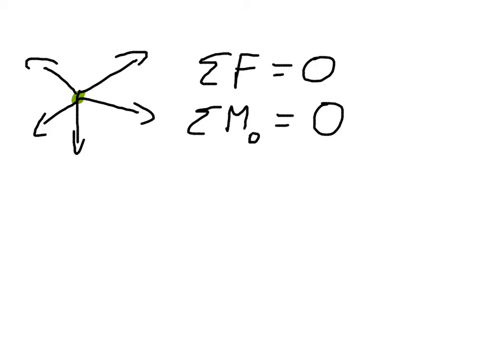So it's not moving, it's not translating in any direction. Sum of the forces is 0. It's not turning in any direction, it's not rotating. The sum of the moments is also 0. That's the definition of something being in equilibrium.